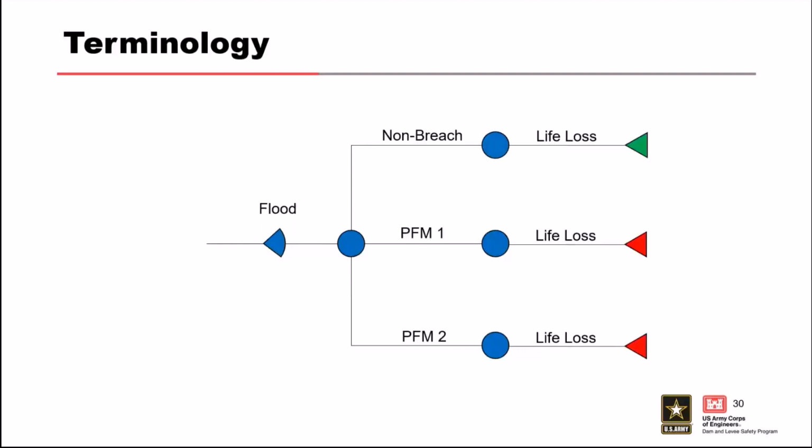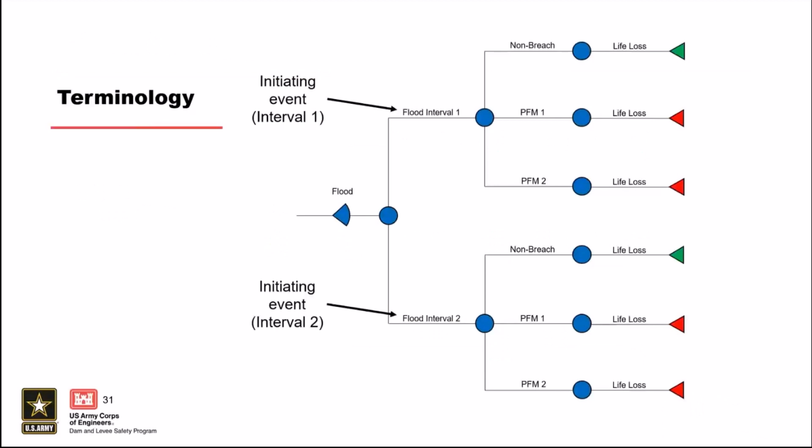So in this case, our fan represents the full range of flood loading that we're evaluating, from our lowest reservoir level all the way up to our maximum reservoir level. In our example that we have here, the initiating event of a flood loading is then broken out into two separate flood intervals that together comprise the entire range of loading. Each branching point of the event tree is referred to as a chance node. Chance nodes are branching points at which a new random variable is introduced into the tree.